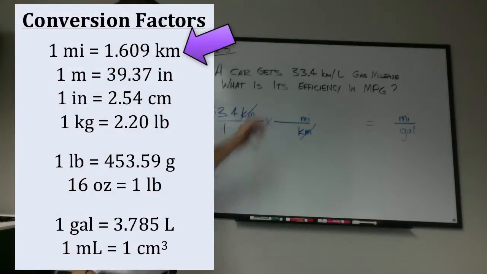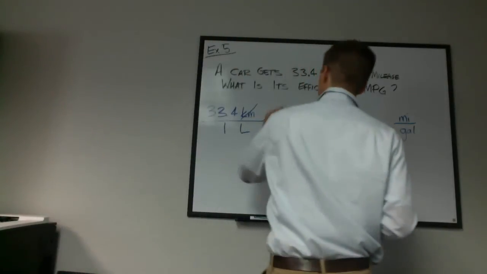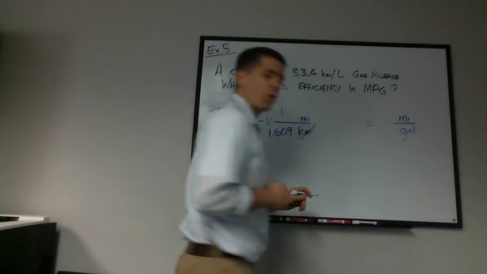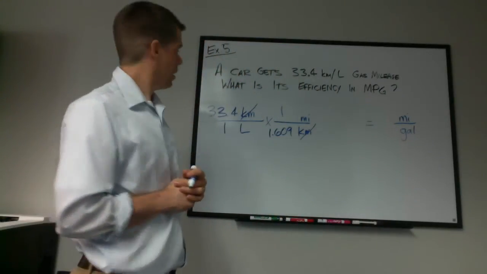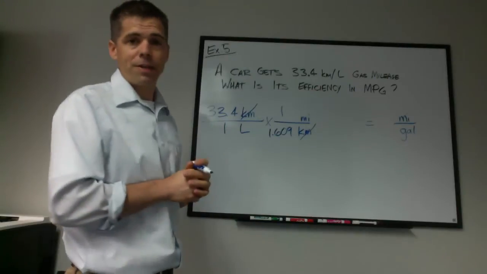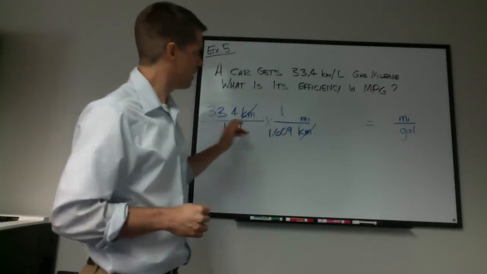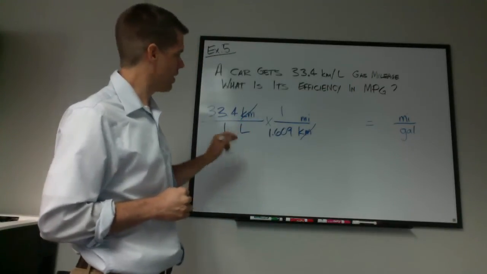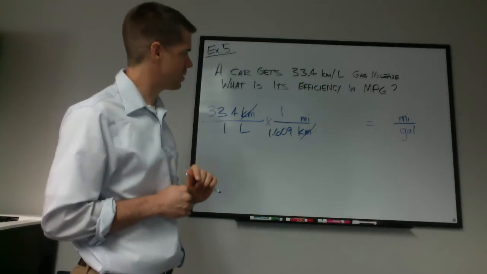Now we do need to look up the conversion factor for miles and kilometers, and 1 mile is equivalent to 1.609 kilometers. Now that's a good start, but if I stop right there, I would end up with miles per liter. I wanted my answer in miles per gallon, so I still need to take care of this unit. And watch how we get the liters to cancel.